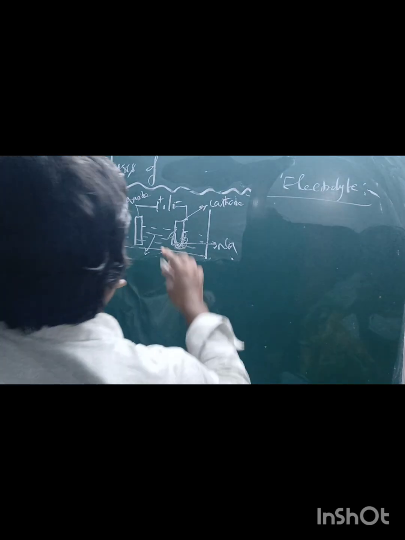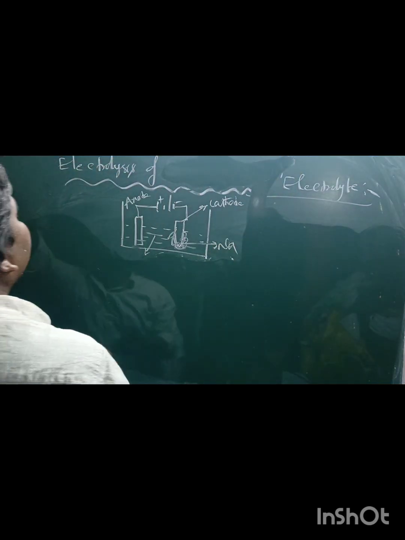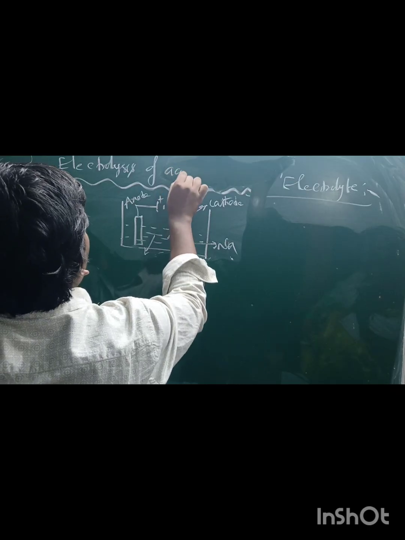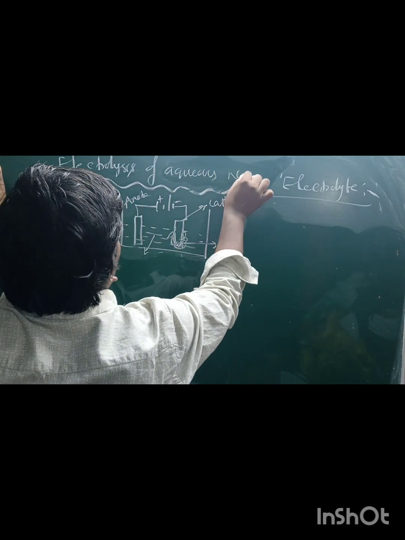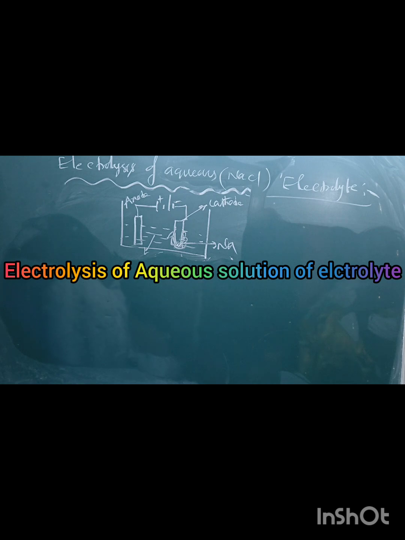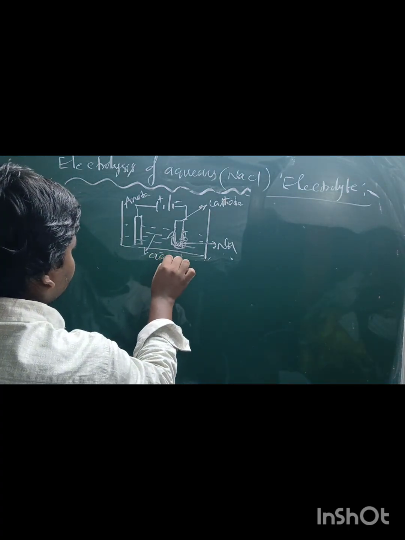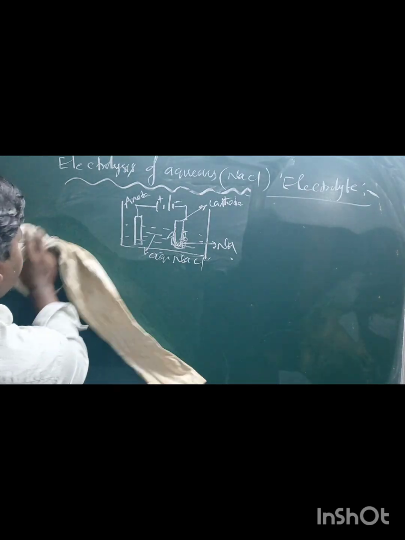Now another one is electrolysis of aqueous electrolytes. Now I am taking here the electrolyte, simply NaCl. Now I am taking it in water. Aqueous form means water acts as a solvent. Okay, now this is NaCl solution, aqueous form of NaCl.